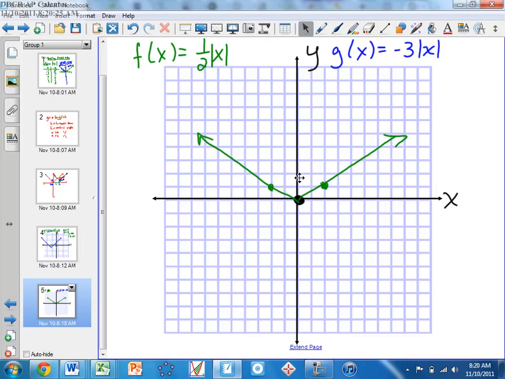Well, what I did was I looked at the A value, and it's 1/2, so you go up 1 over 2. You went up 1, left 2. Why did you do that? She went up 1 and over 2 because the slope was 1/2. Because it's still positive, very good. Because it's absolute value.